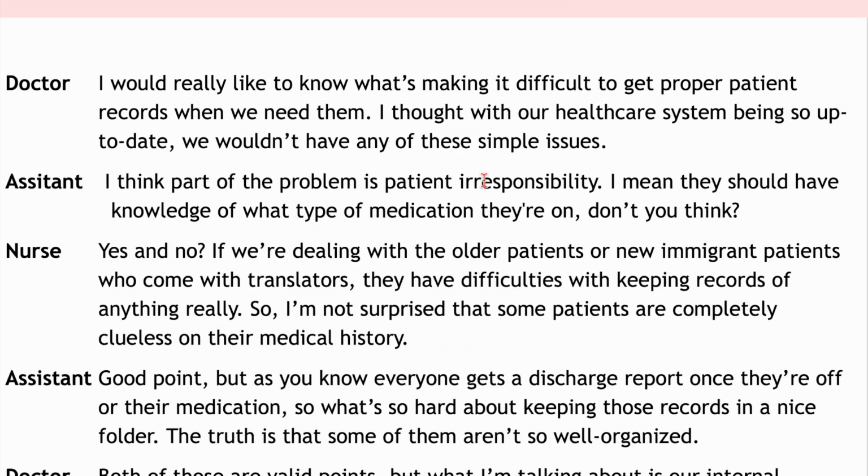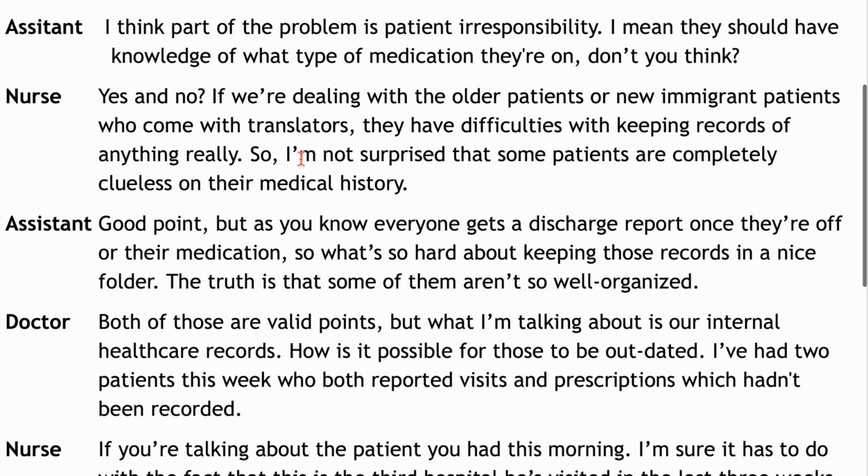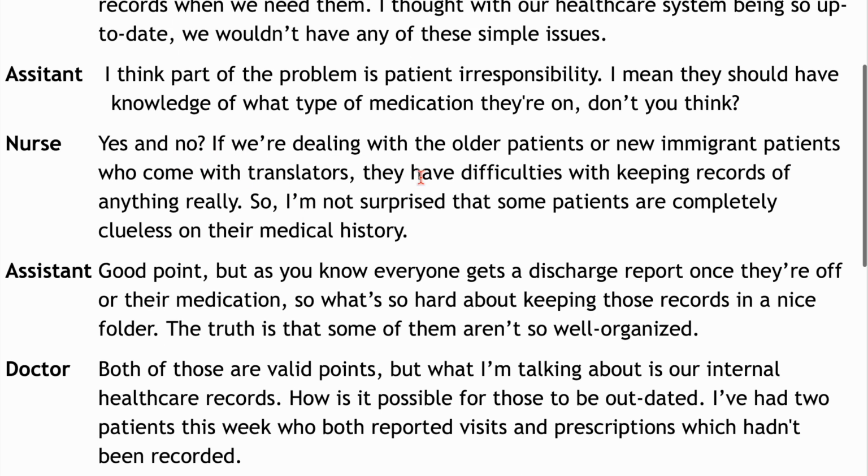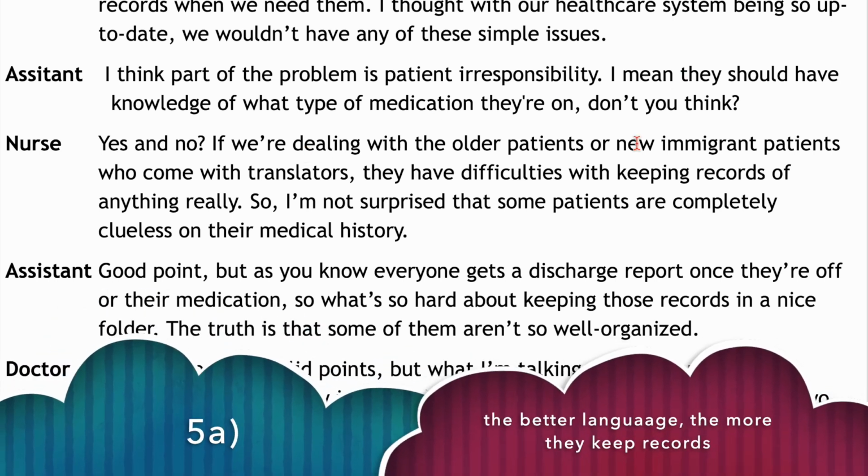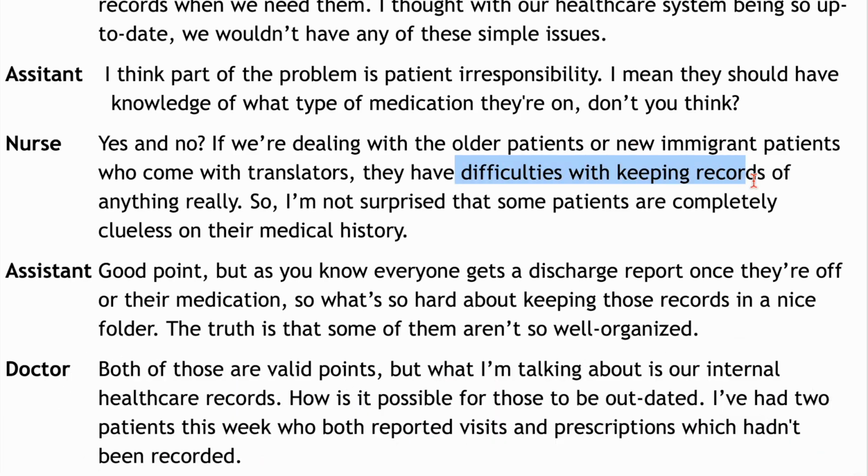So let's read that part again. Yes and no. If we're dealing with the older patients or new immigrant patients who come with translators, they have difficulties with keeping records of anything. So I'm not surprised that some patients are completely clueless on their medical history. So this means that people who are newcomers who come with translators, they have difficulties keeping records. But higher level ones keep better records, okay?